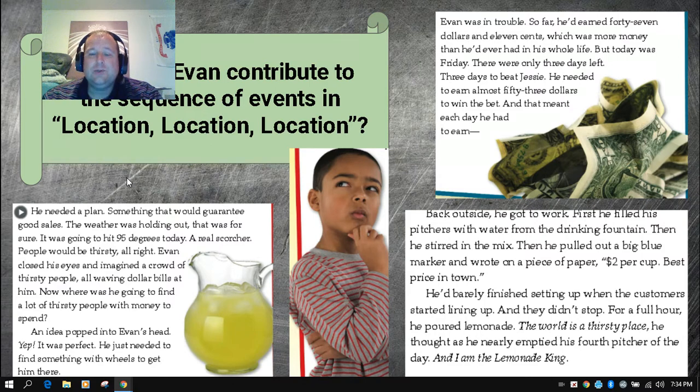Back outside, he got to work. First, he filled his pitchers with water from the drinking fountain. Then he stirred in the mix. Then he pulled out a big blue marker and wrote on a piece of paper, $2 per cup, best price in town. He'd barely finished setting up when the customers started lining up. And they didn't stop. For a full hour, he poured lemonade. The world is a thirsty place, he thought, as he nearly emptied his 4th pitcher of the day. And I am the lemonade king. We'll stop there.